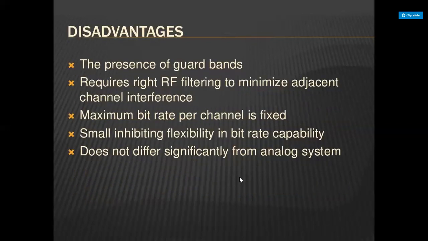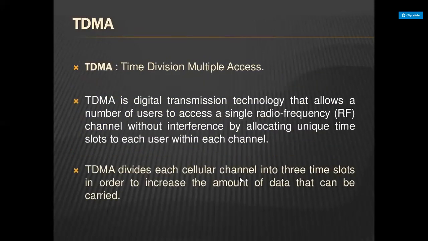And the disadvantages: the presence of guard bands. Guard bands, as I have told you, are the frequency bands that are not used. Because of this, bandwidth may be wasted, and it requires tight filtering in order to minimize adjacent channel interference. In order to avoid adjacent channel interference, filtering should be very strict. Otherwise, the frequency will leak into adjacent channels and adjacent cells. Next, the maximum bitrate per channel is fixed, flexibility in bitrate capability is small, and it does not differ significantly from an analog system. So this is about FDMA.